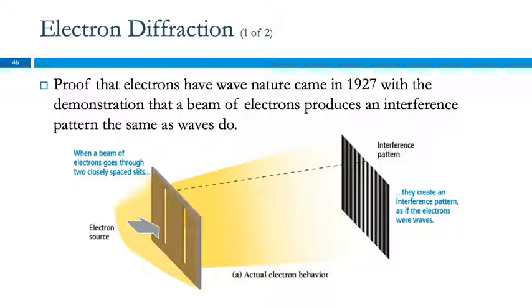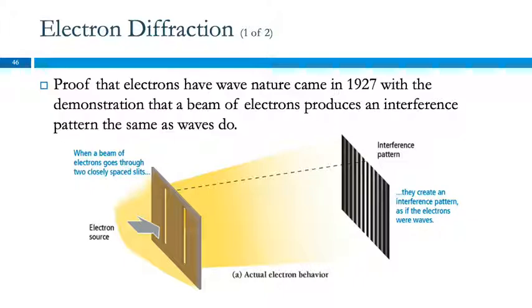This experiment was done in 1927. Very similar to light diffraction, we have a source of electron beams, so the electrons shoot across here, and we have two closely placed slits, and as the electrons go through, they create an interference pattern just like light does. Now you can't see this, but you can detect it using a detector.